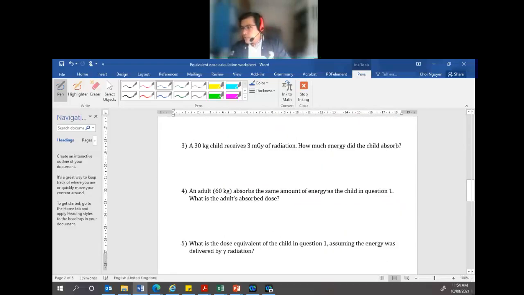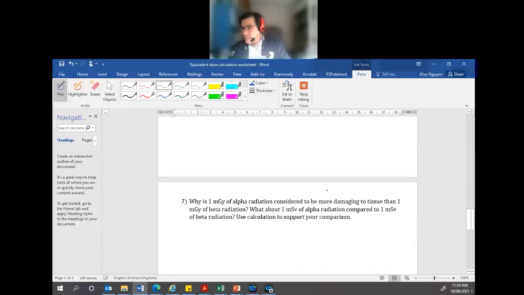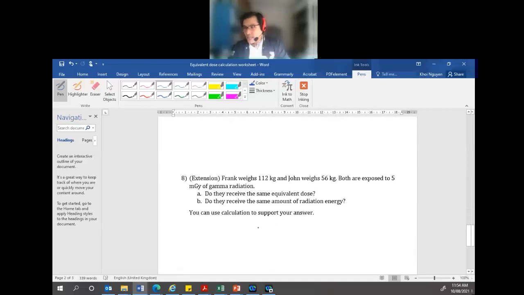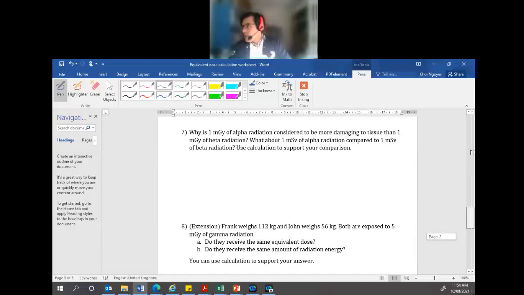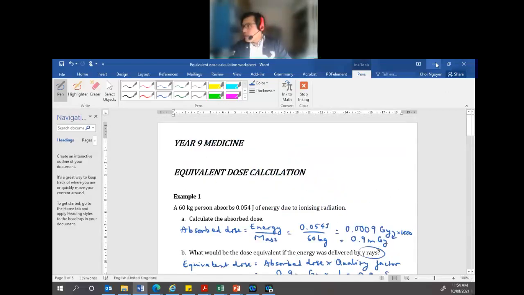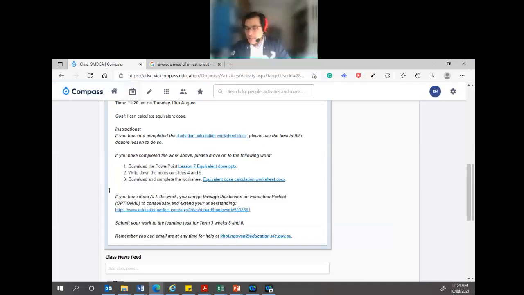So I'm going to let you guys do the questions here. There are 8 questions, and question 8 is a bit of an extension. Okay, and if you have done everything and you want a bit of an extension, then you can also do this work here on Education Perfect. Now it is optional. This is for the people who want to consolidate and extend their knowledge.